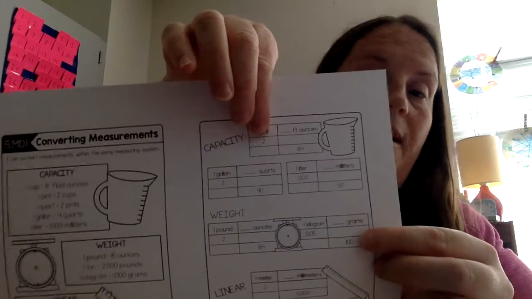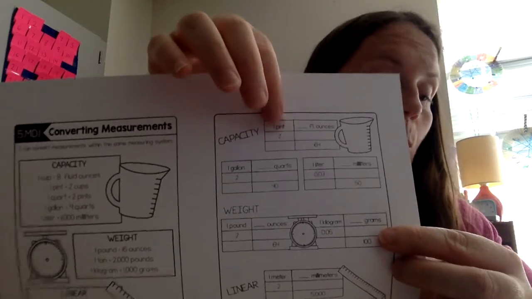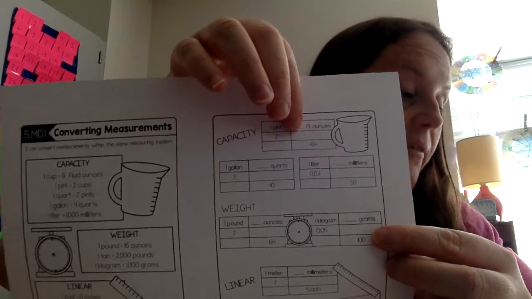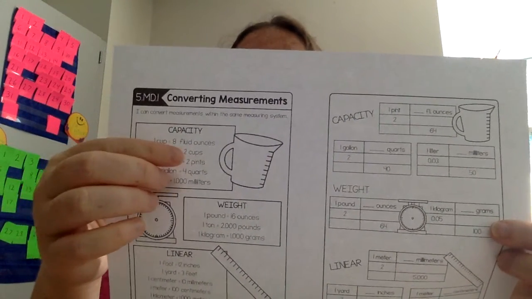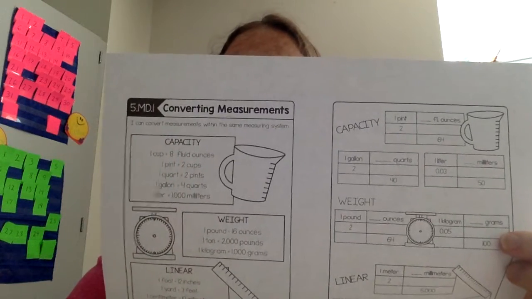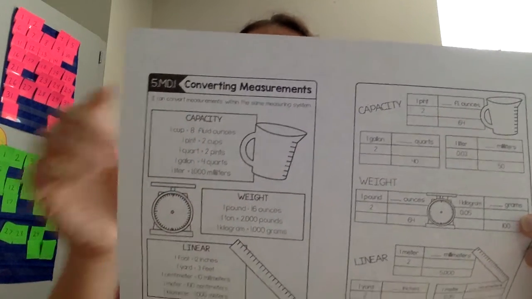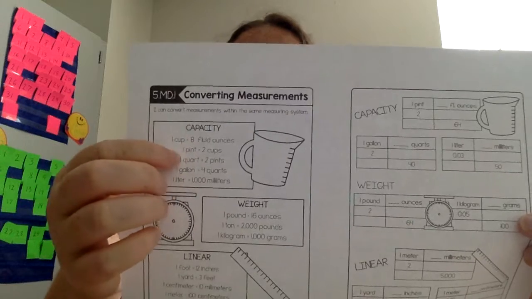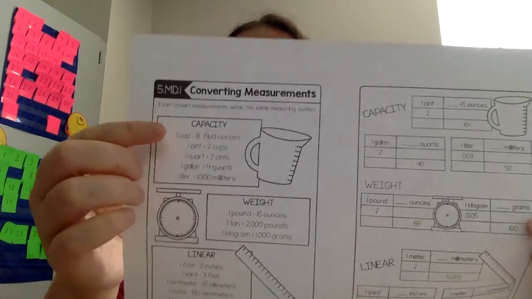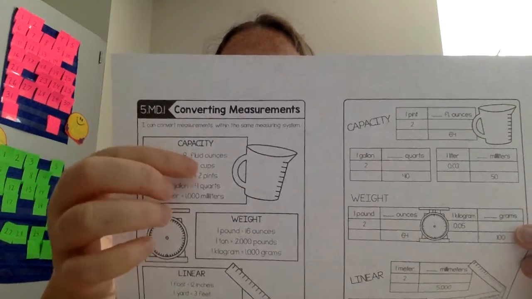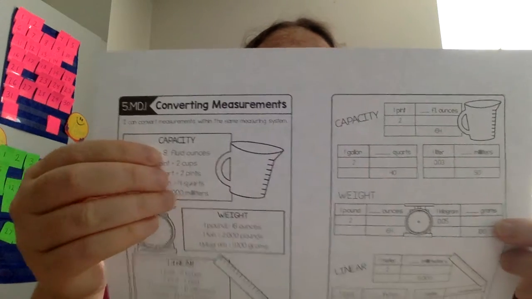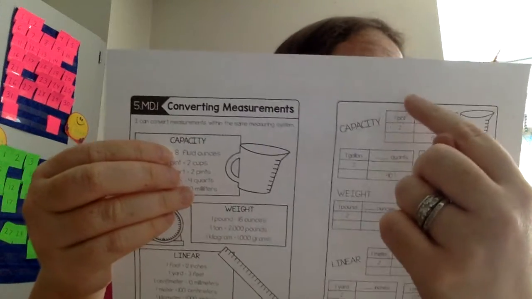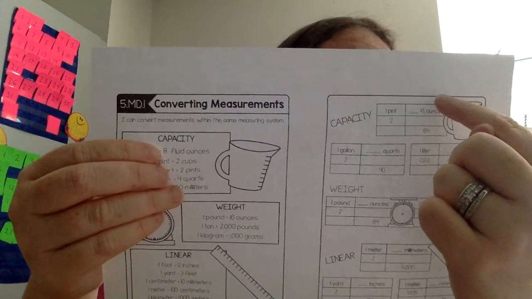This top chart here is capacity. So it says 1 pint equals blank fluid ounces. If you look over here on your capacity chart, it tells us that 1 pint equals 2 cups, but we need to know fluid ounces. So one way we can do that is say, all right, if 1 pint is 2 cups and 1 cup is 8 ounces, then 2 times 8 is what? 16. So we know that 1 pint equals 16 fluid ounces.